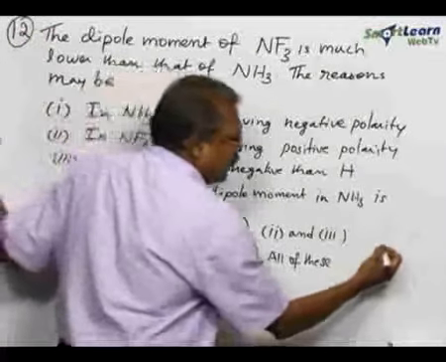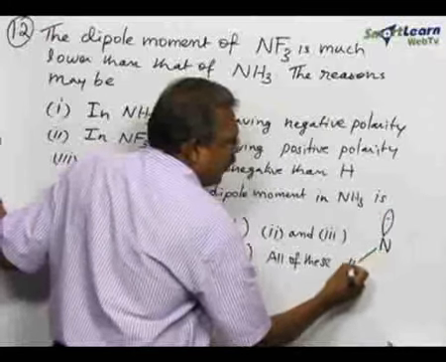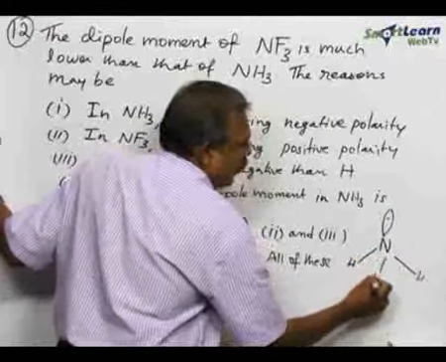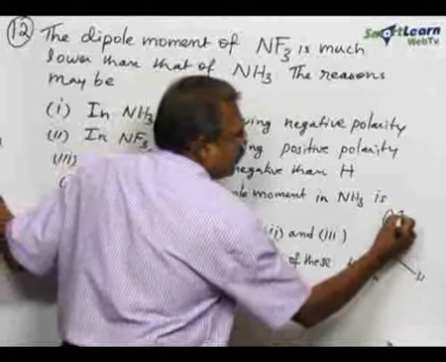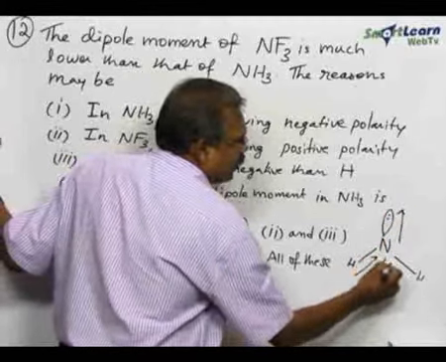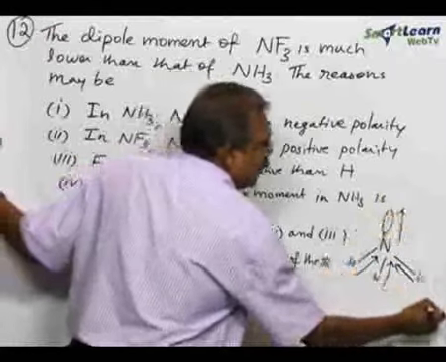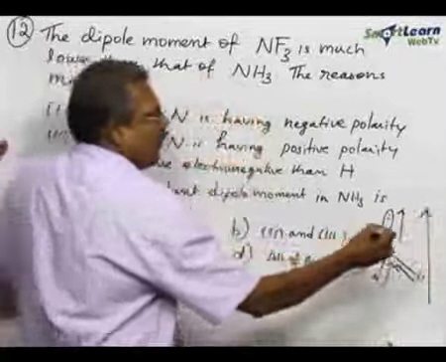For example, in NH3, the lone pair of electrons are here, and the three hydrogens, and dipole moment acts. This is for the lone pair of electrons, and for hydrogen to nitrogen, dipole moment starts. So all are in one direction. Therefore, the net dipole moment is very high.